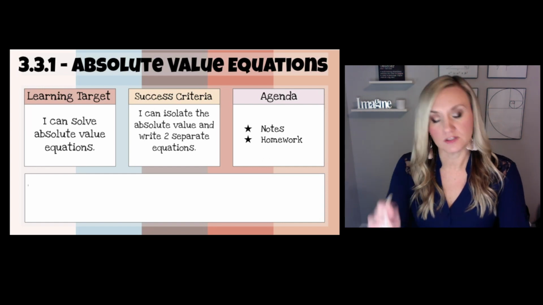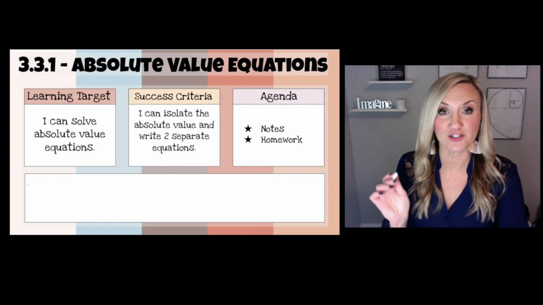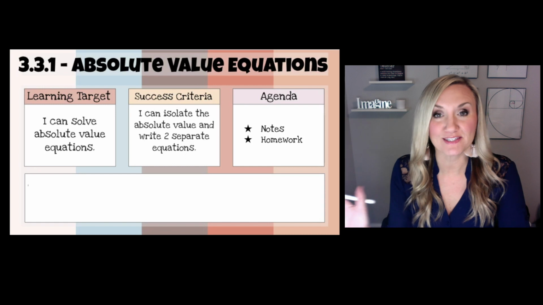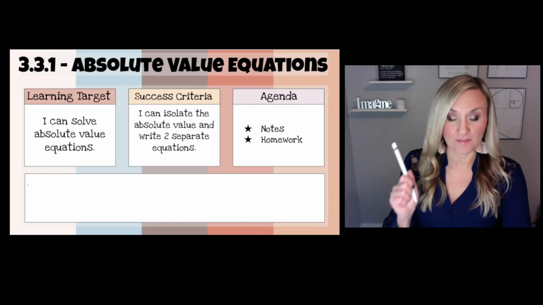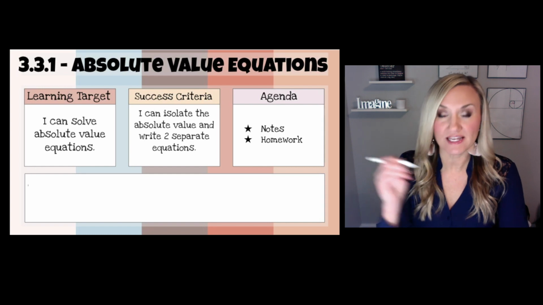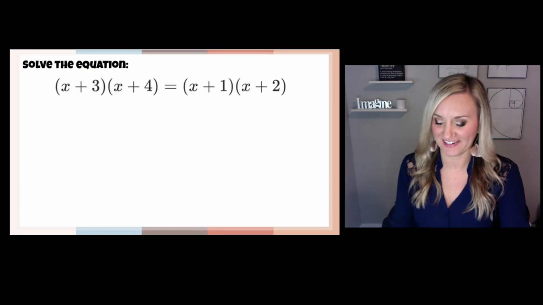Okay, so wait. First, did you write a title on your notes? Yes? Did you write the 3-3-1 absolute value equations? Okay, if you did, did you write down the learning target? So that way when you look back in your notes, you know exactly what we were doing, not just the title. Yes? Okay, now we're moving on.